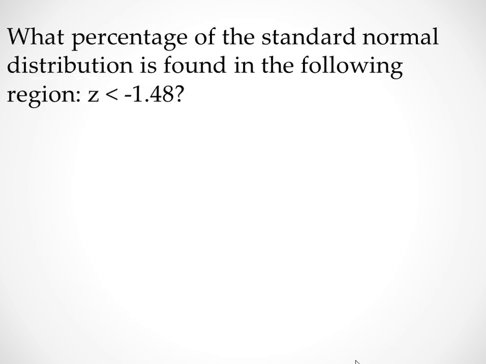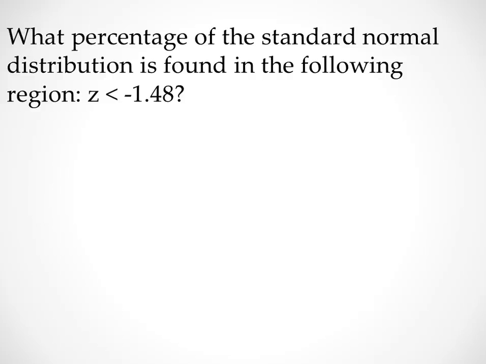The second problem is just a slight variation of the first. What percent of the standard normal distribution, or standard normal curve, is found in the region where z is less than negative 1.48? The primary difference here is that we have a z-score that's negative. Remember that negative z-scores are those that are less than the mean.